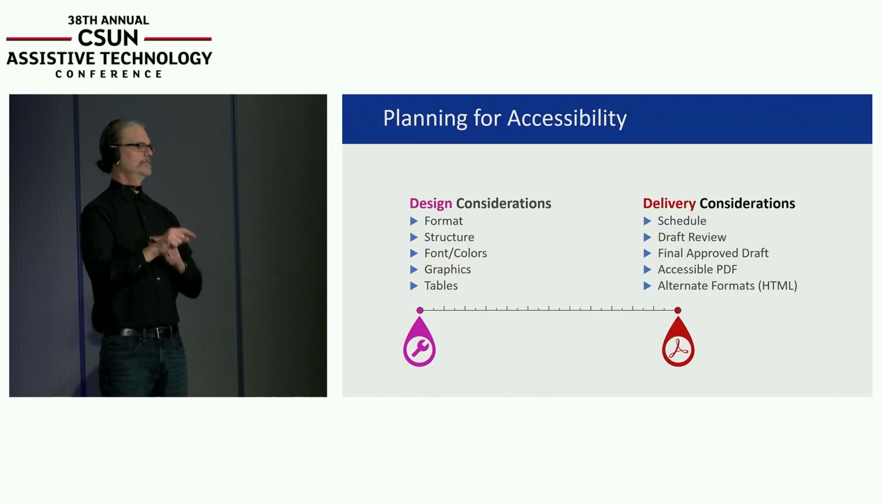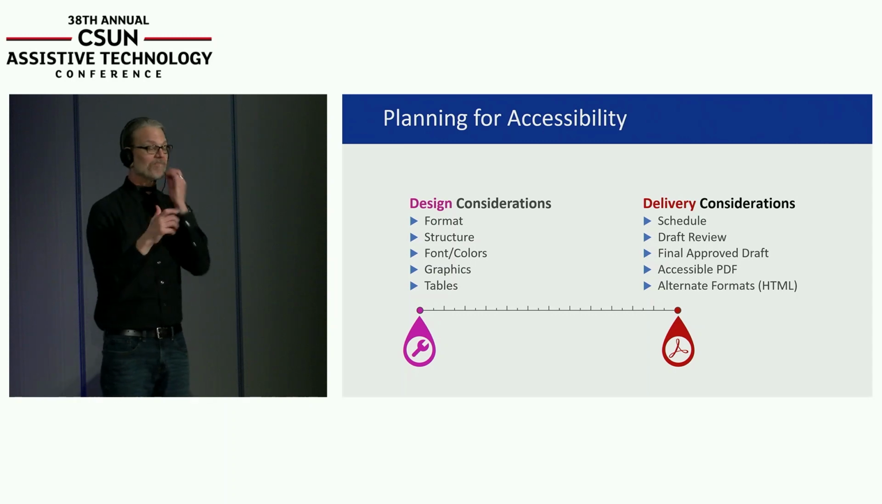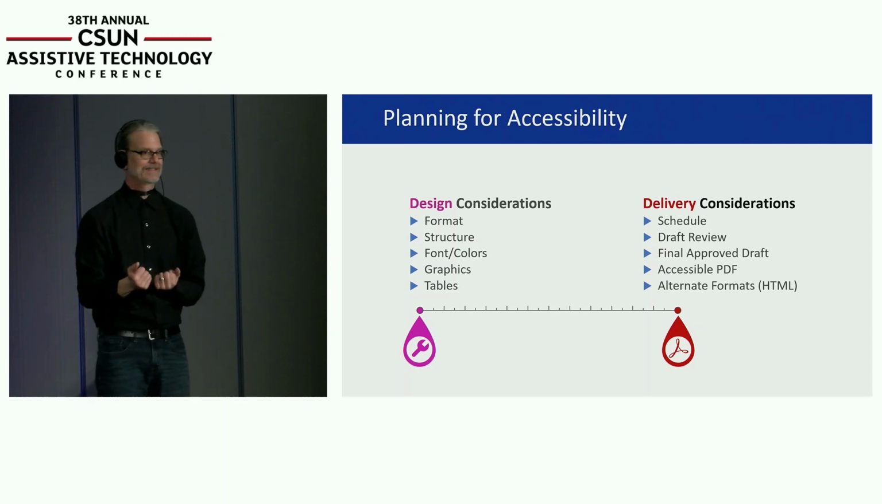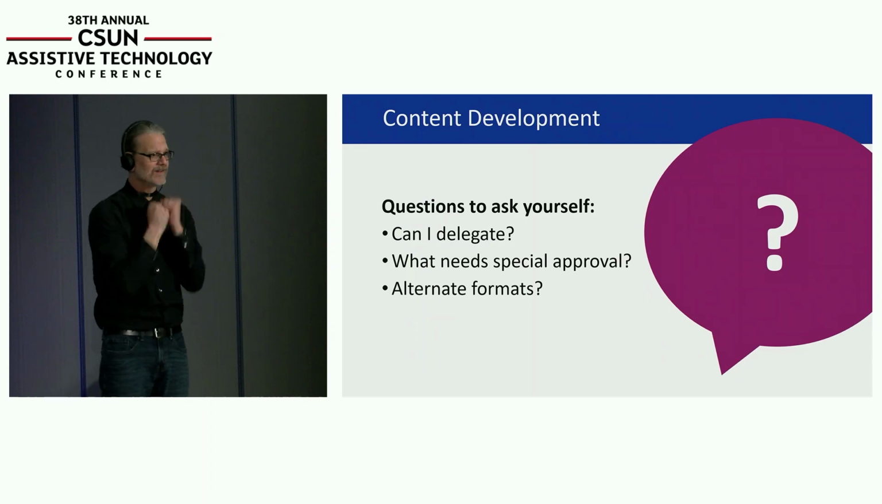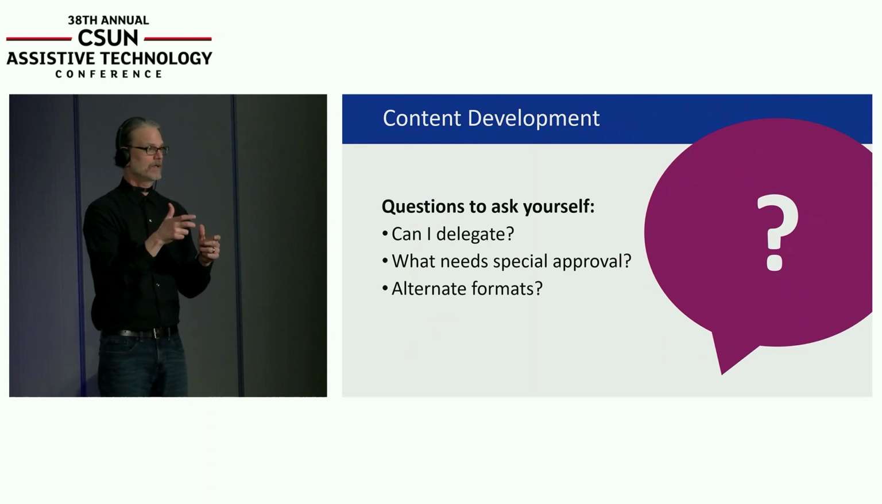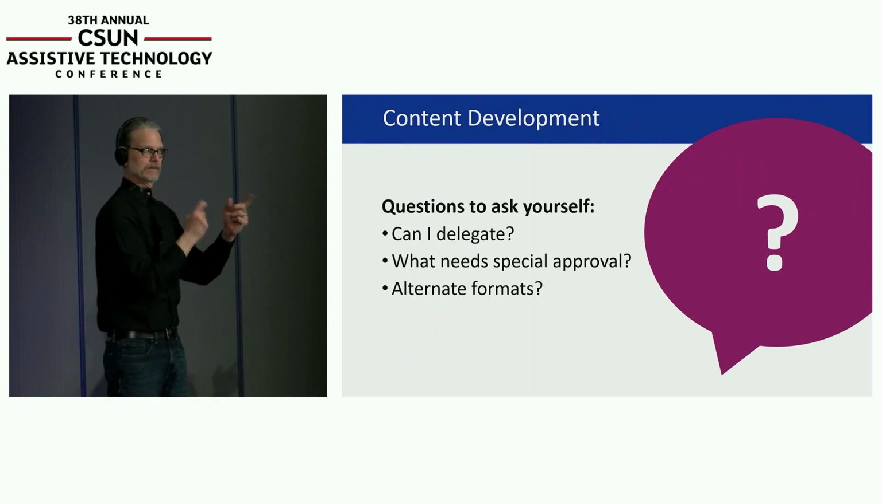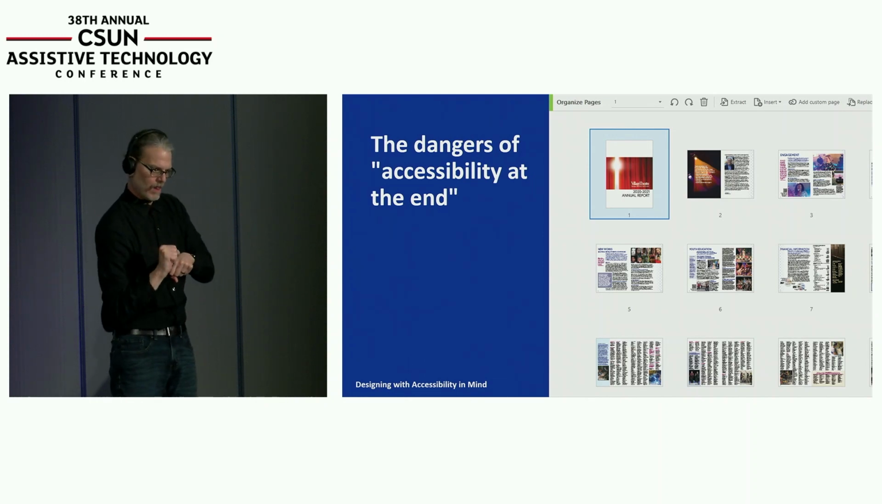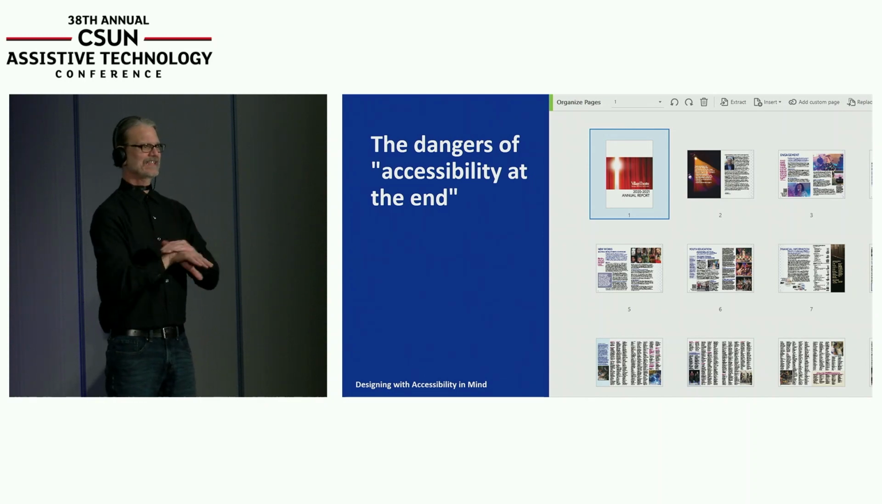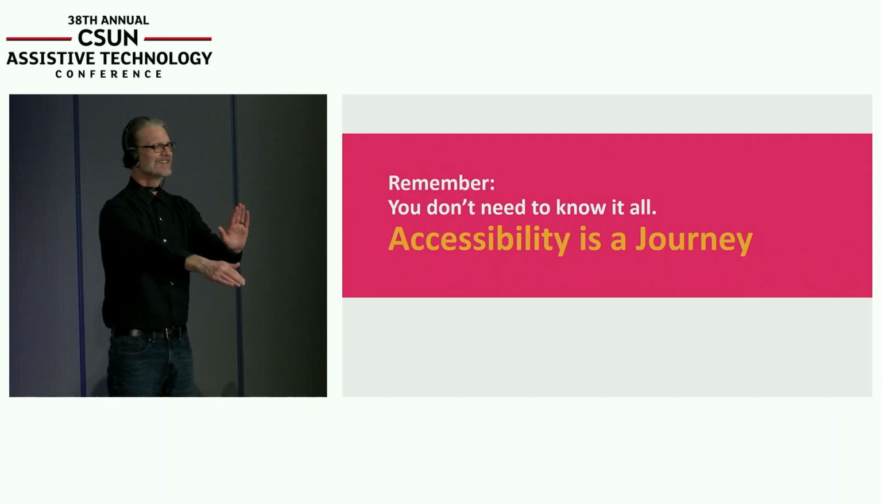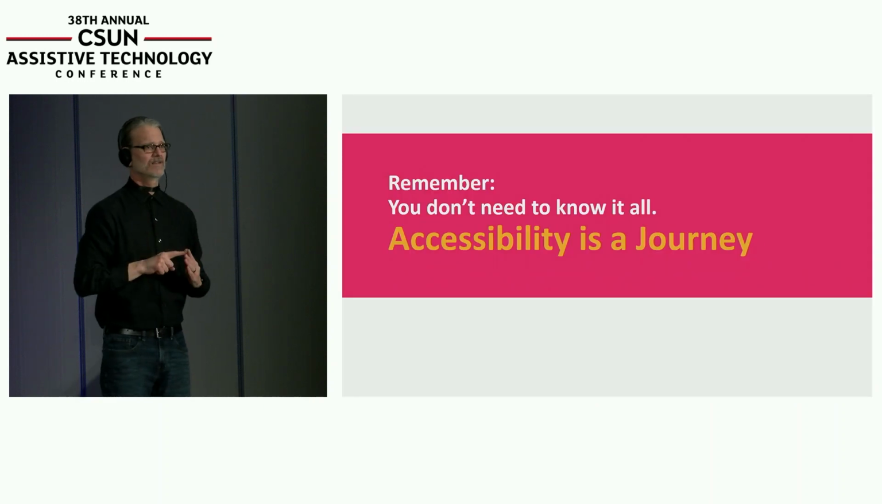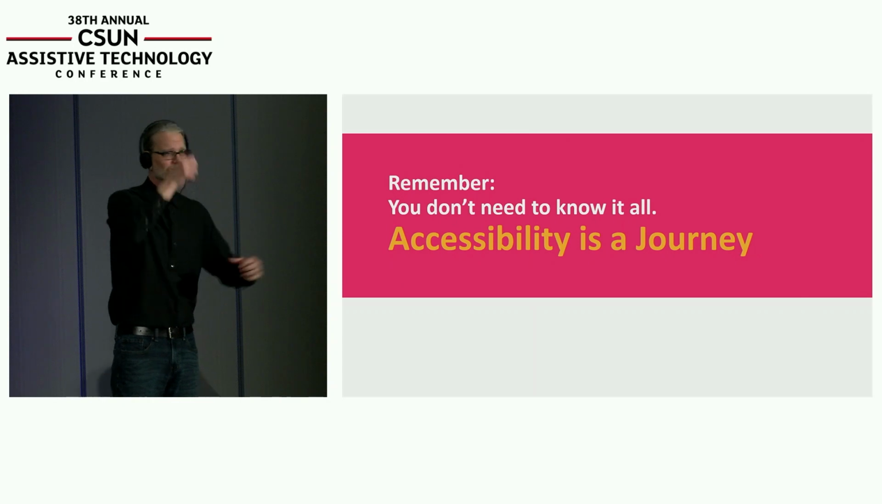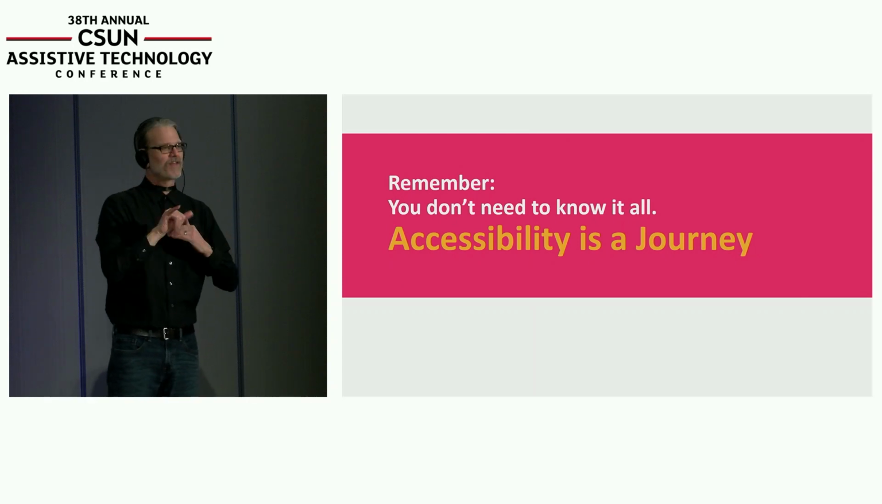There are design considerations and delivery considerations, and you want to make sure that you account for both. You want to make sure that if you can delegate something, do it. Make sure you spread that work out, because designing at the end is really the worst way to do it. Thinking of accessibility at the end is the worst way to do it. And remember, you don't all need to be experts. You don't need to know it all. Accessibility is a journey, and I hope that you'll take me along for the ride.